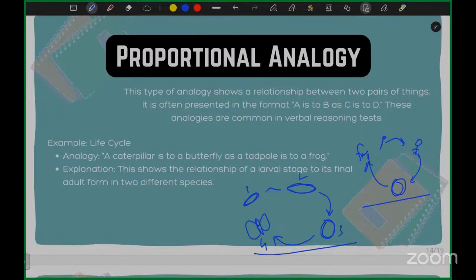This analogy is nothing but a proportional analogy, from which you can explain two concepts. A is to B: explain the butterfly with the tadpole and the tadpole with the butterfly concept. So this is called the ratio concept, proportionality. This is called proportional analogy. I hope you are very familiar with this concept also.